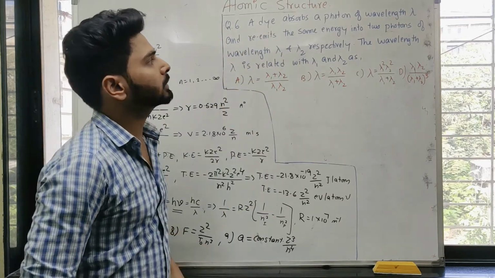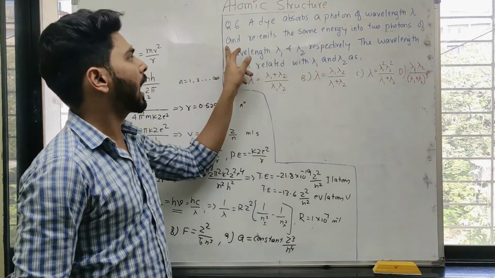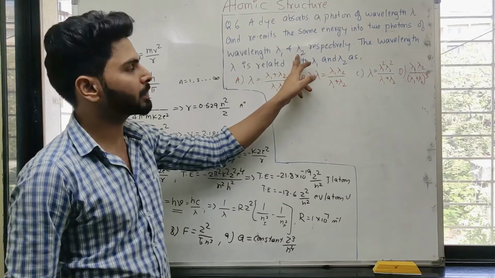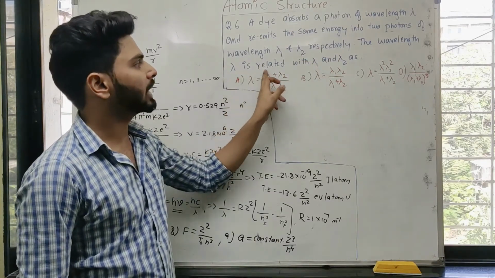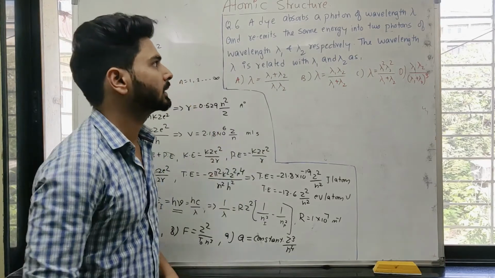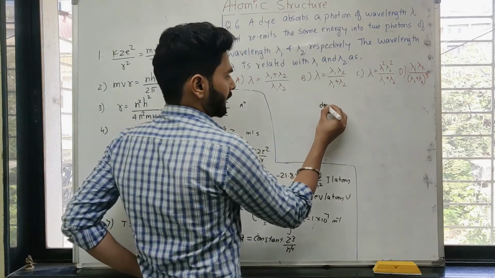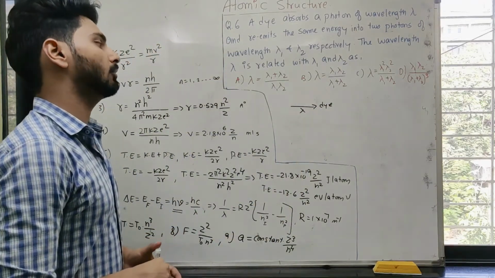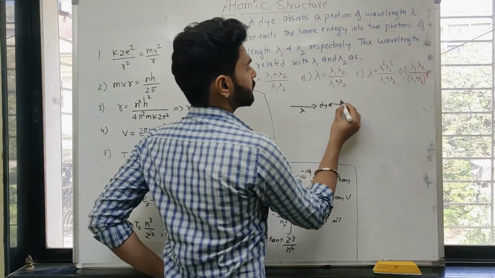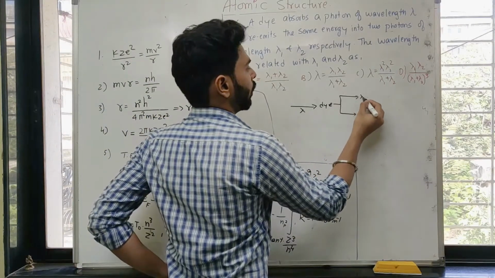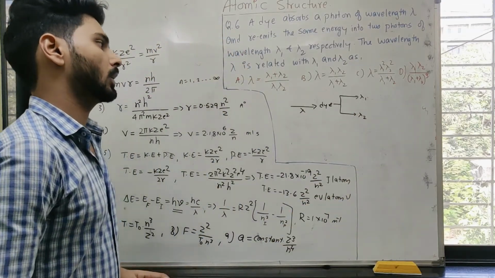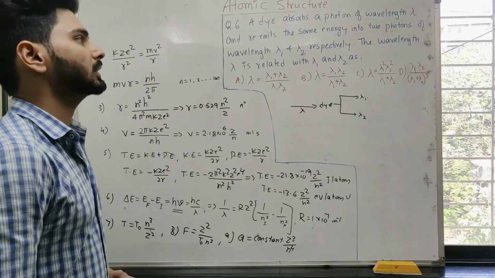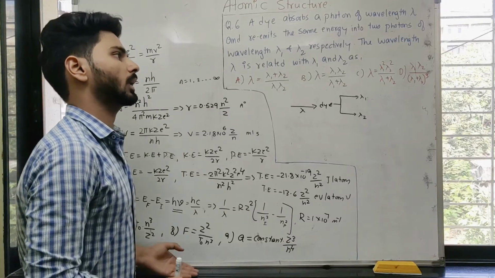A dye absorbs a photon of wavelength lambda and re-emits the same energy into 2 photons of wavelength lambda 1 and lambda 2 respectively. The wavelength lambda is related with lambda 1 and lambda 2 as. So a dye absorbs a photon having wavelength lambda and re-emits as 2 different photons of lambda 1 and lambda 2. So which is possible, after absorption it can emit various radiations of various energy based on the hydrogen spectrum. We have seen that.